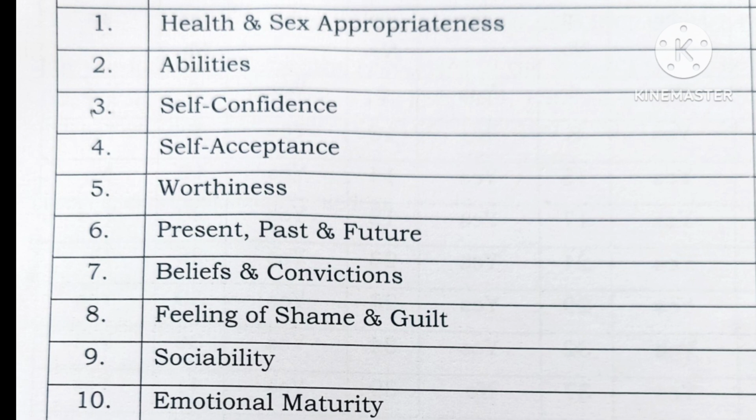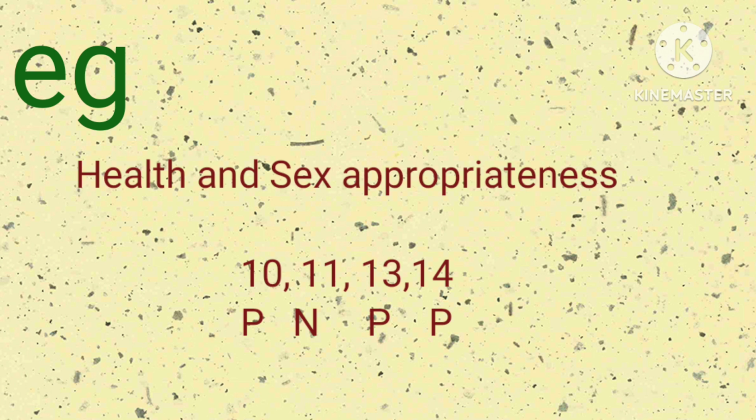There are 10 constructs, that is health and sex appropriateness, abilities, self-confidence, self-acceptance, worthiness, present, past and future, beliefs and convictions, feeling of shame and guilt, sociability, emotional maturity. The sheet contains 10 constructs. What are the questions in each construct? Which question belongs to the 10 dimensions?